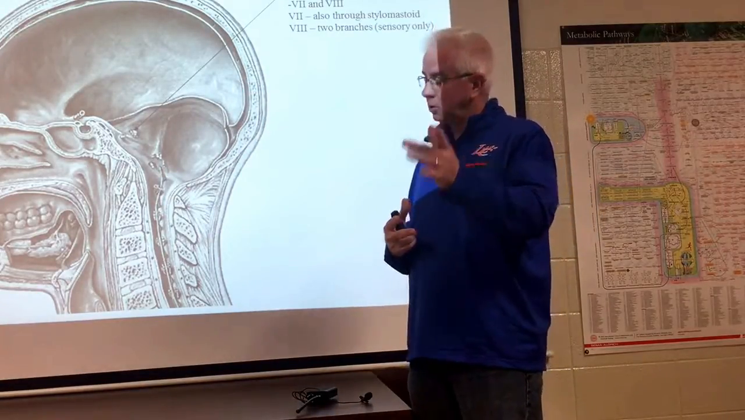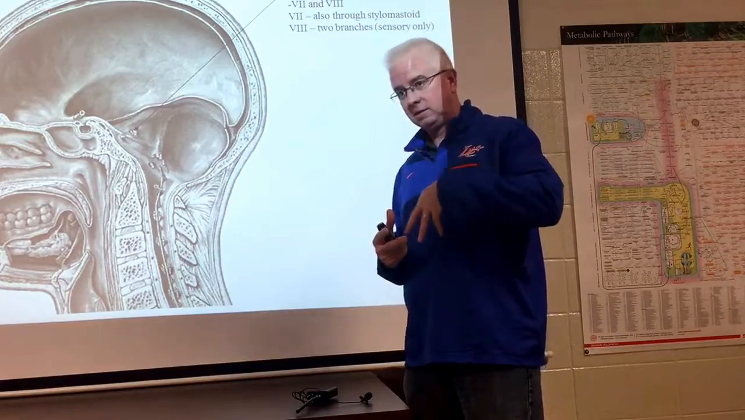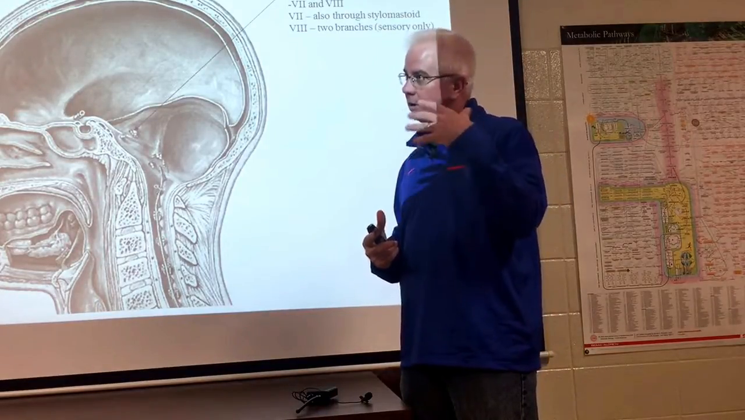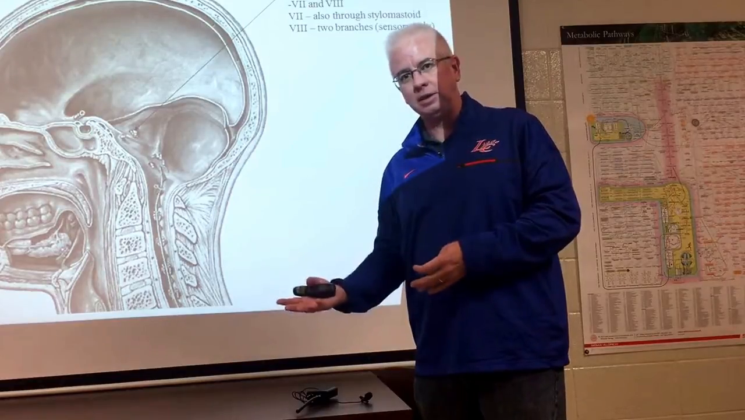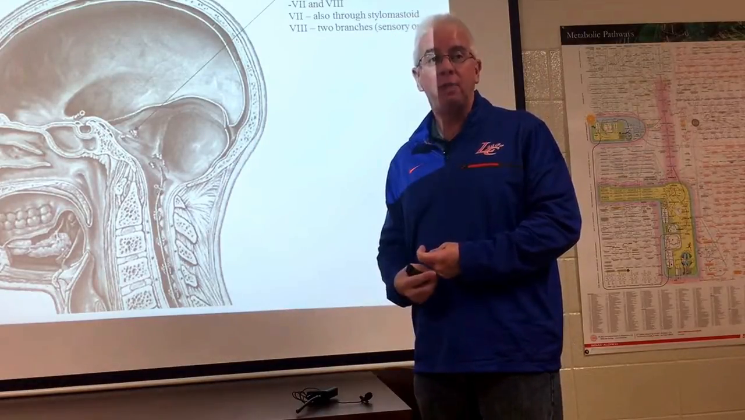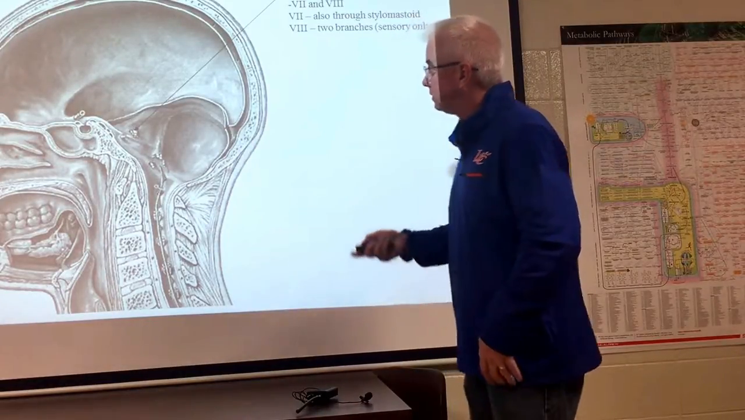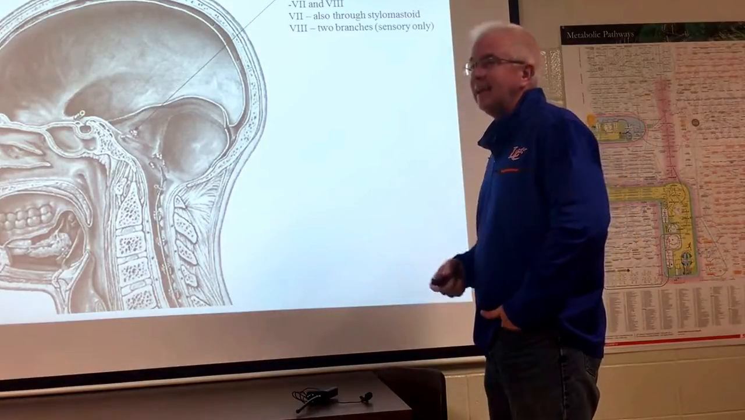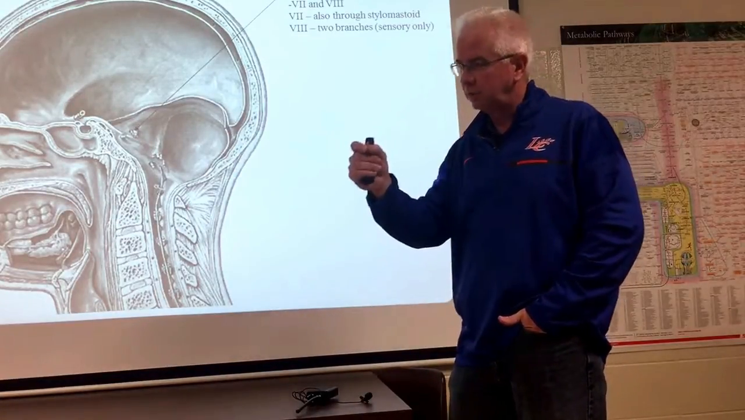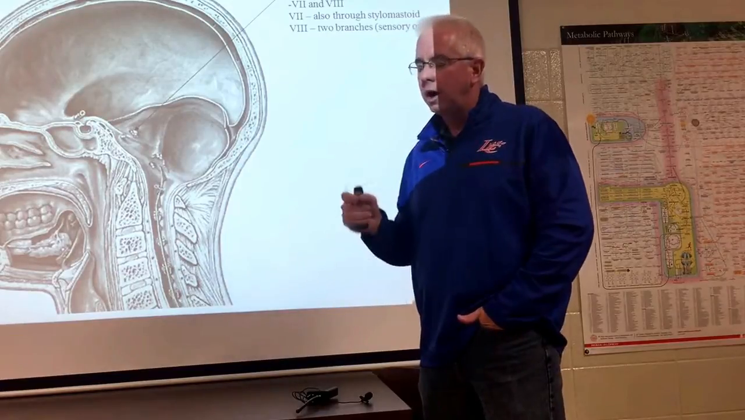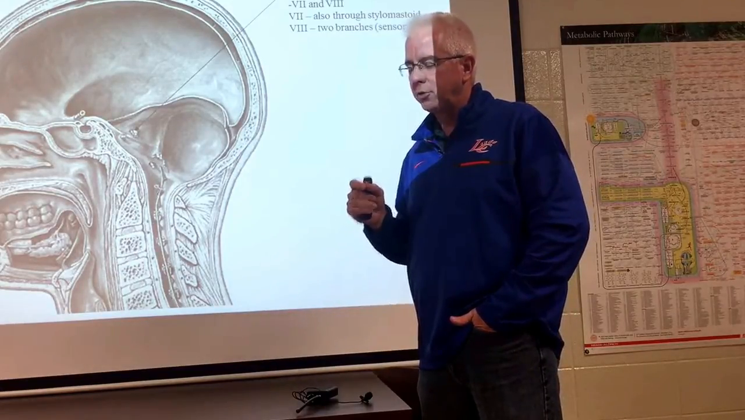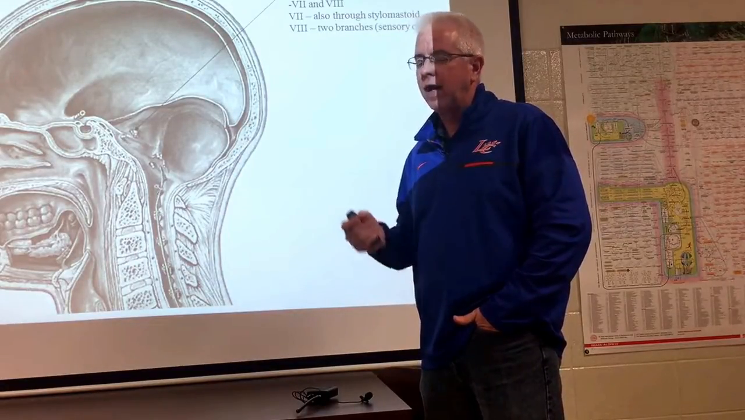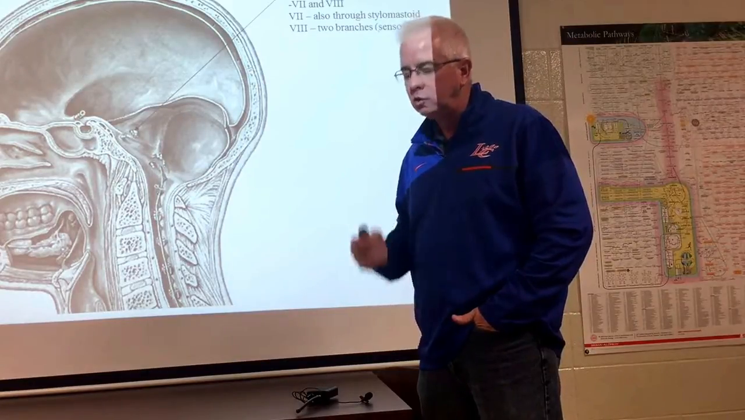The vestibulocochlear nerve. Yes. The vestibule means the place for balance. Cochlea means the place for hearing. This is the nerve for balance and hearing. And it passes through the internal acoustic meatus. It is, important observation, one of 3 cranial nerves that are almost exclusively sensory.